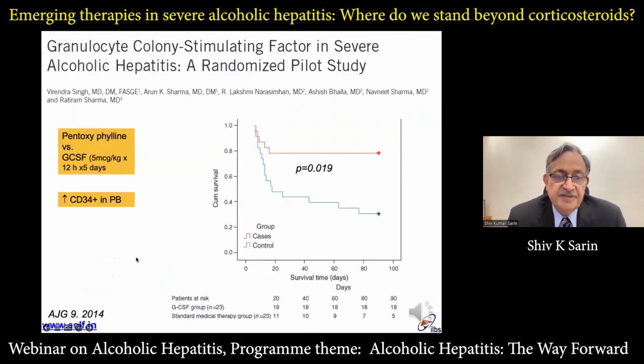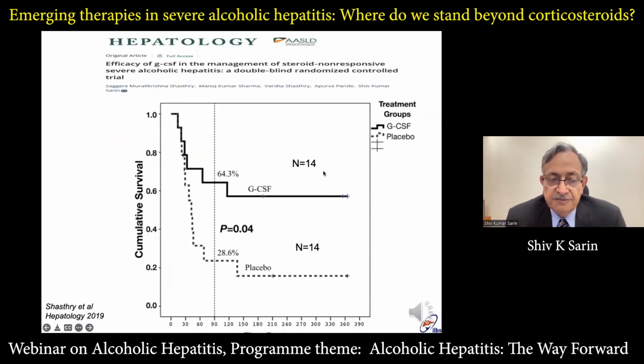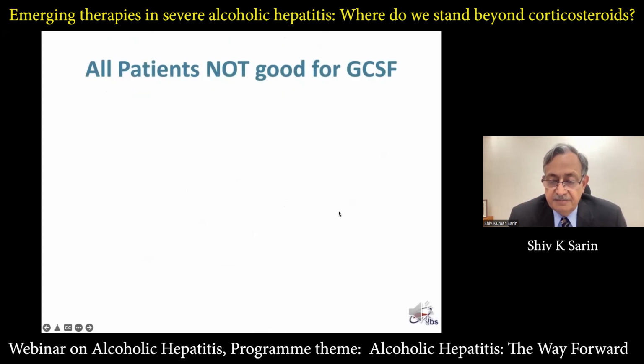The study by Professor Virender Singh in alcoholic hepatitis, where he compared pentoxifylline to GCSF, here it shows you there is a distinct advantage of using GCSF with improved survival. In this study, which was very difficult, this was Shastri's thesis, we gave steroids, those who failed. Of them, 33 patients, non-responders, were taken in. Of them, 28 actually received GCSF versus placebo. GCSF gave an advantage over placebo.